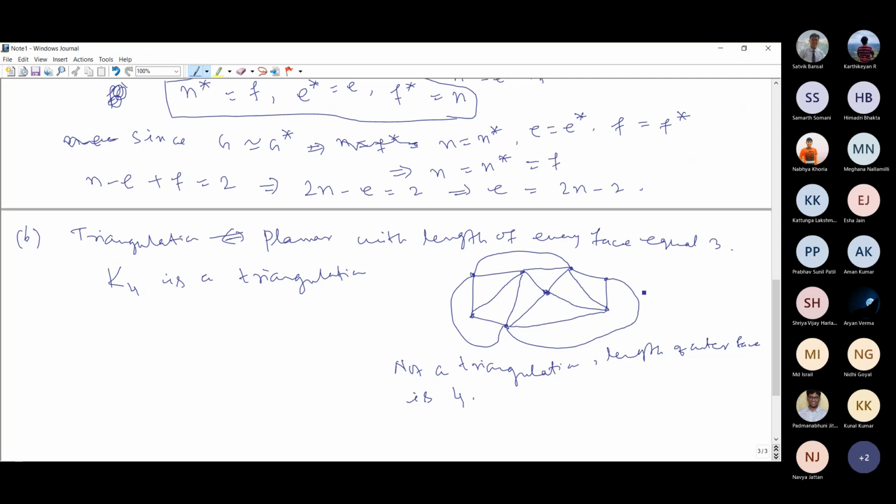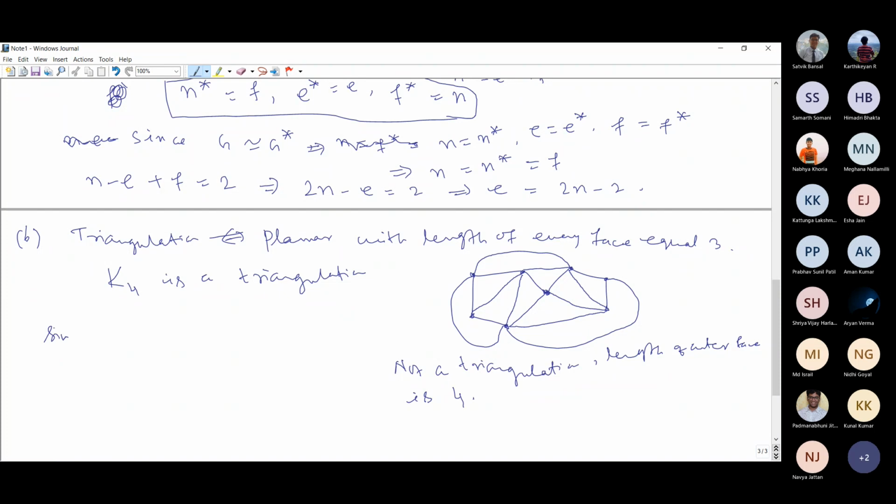Is it a maximal planar graph? Maximal planar graph means this is a simple graph, and you have to keep it simple. Maximal planar means simple and no further edge can be included without disturbing its planarity, right?